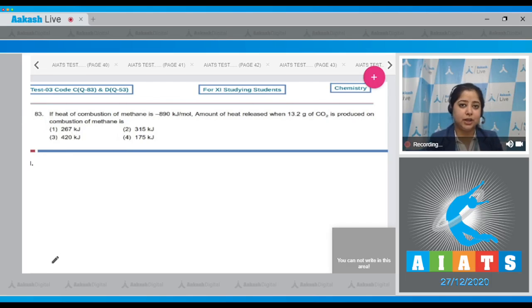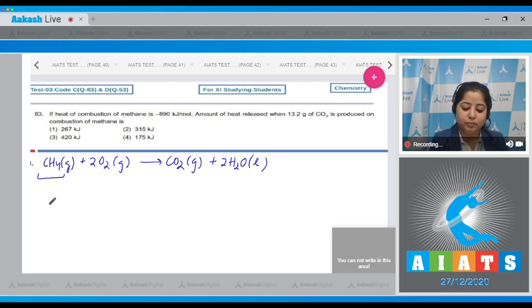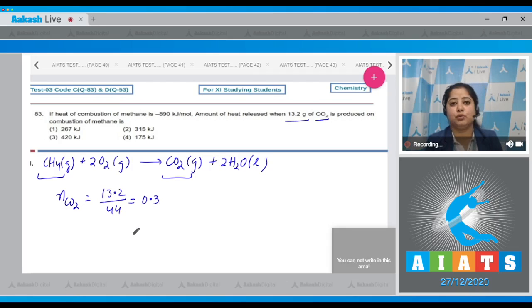Student, I'm writing the reaction of combustion of methane, which is CH4 gaseous plus 2 O2 gases, since 2 moles of O2 are required, CO2 gaseous plus 2 H2O liquid. So it is very clear that 1 mole of methane on combustion gives 1 mole of CO2. So let's calculate the moles of CO2 produced. Here 13.2 upon molar mass, which is 44. That means 0.3 mole of CO2 are produced.